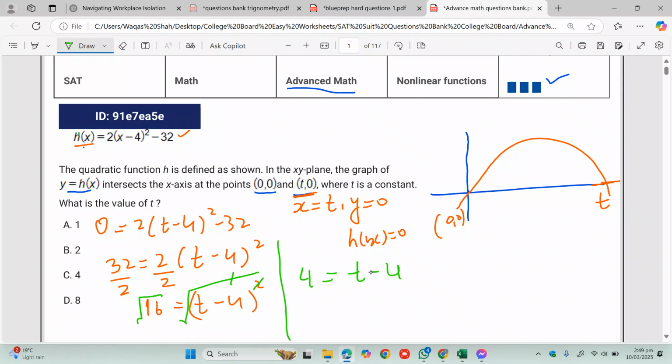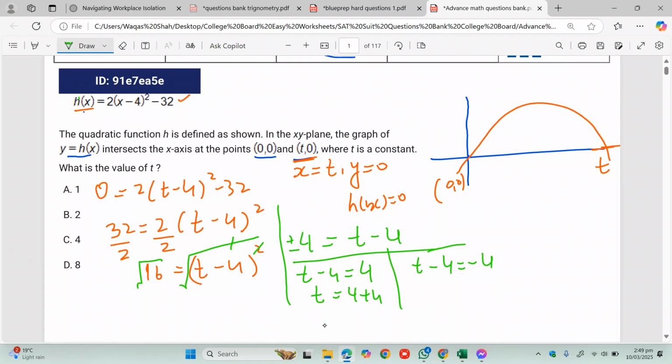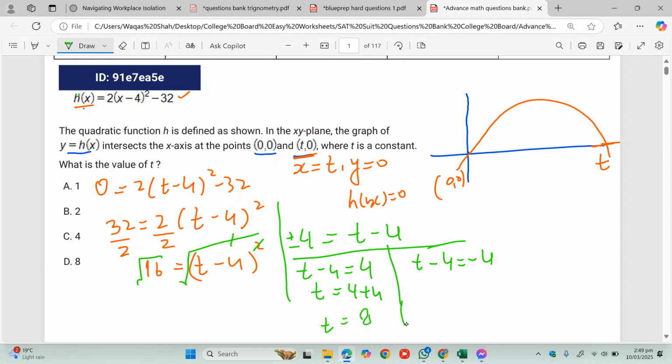Okay, so there are two possibilities. This could be plus and minus, right? So we will write two ways. t minus 4 is equal to plus 4, and t minus 4 is equal to minus 4. So this will give us 4 plus 4, 8, t is equal to 8, and this will give us 0, since minus 4 plus 4 is 0. So there are two possibilities, two values of t: 0 and 8.